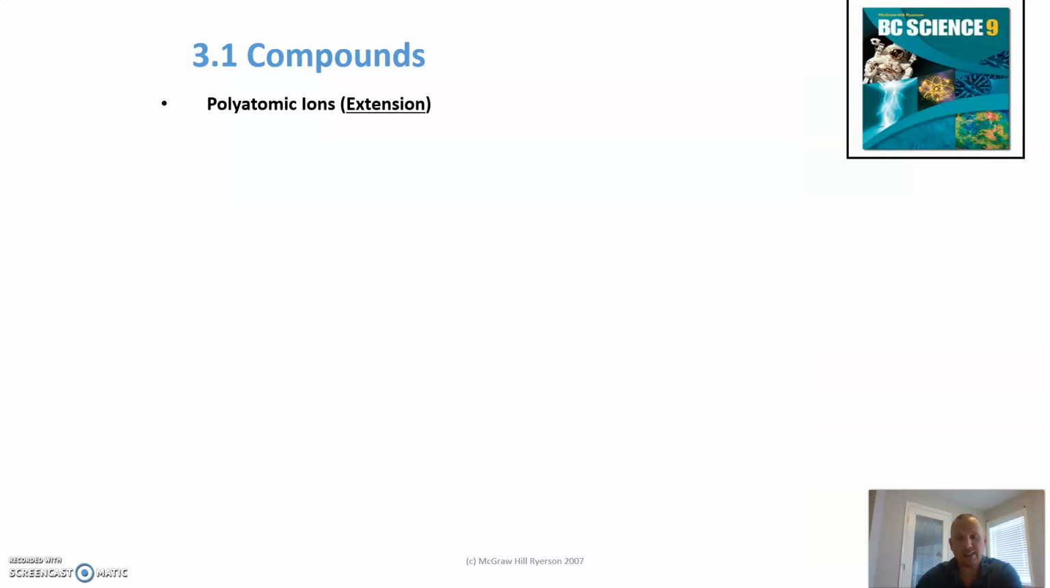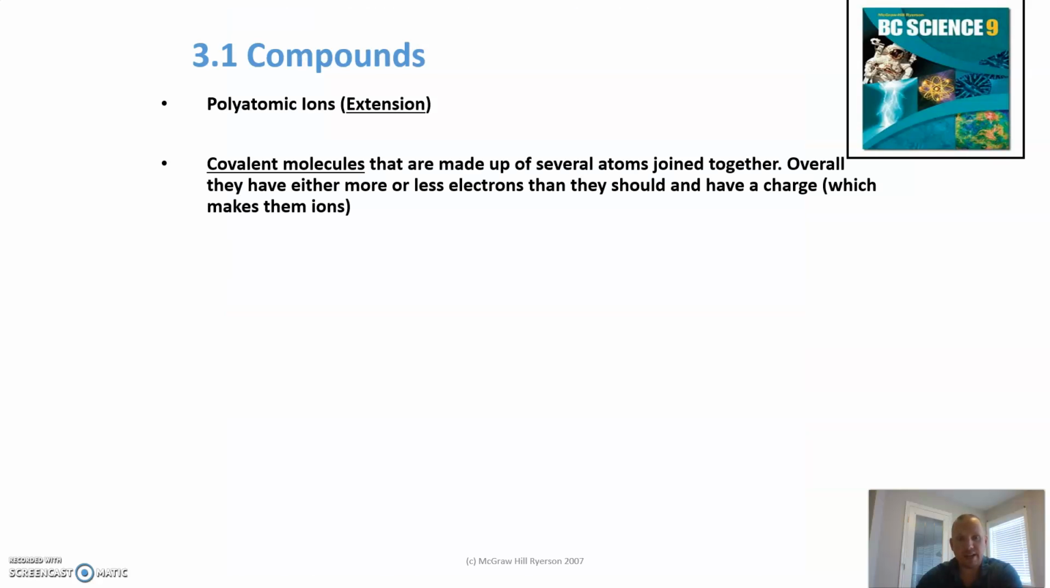And then the last thing we're going to talk about is more extending stuff. You're going to see these when we get to naming later this week: polyatomic ions. Those are covalent compounds, but overall the compound is either missing an electron or has too many electrons. So overall, the compound will have a positive or negative charge, and they're all given special names.